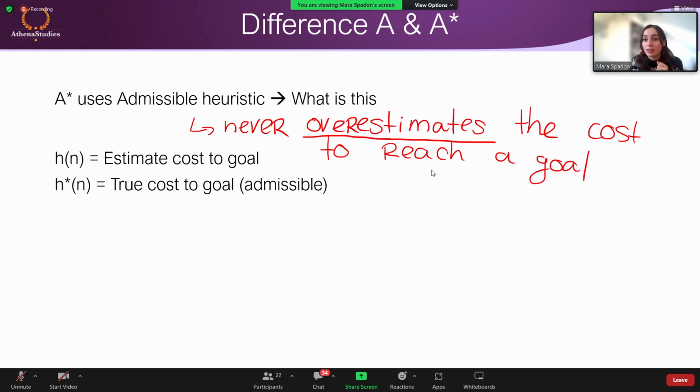Oh, I'm also seeing the next slide. We will have an overview on the completeness and optimality. So we'll come back to that. But A star uses an admissible heuristic, meaning that it never overestimates the cost to reach the goal.